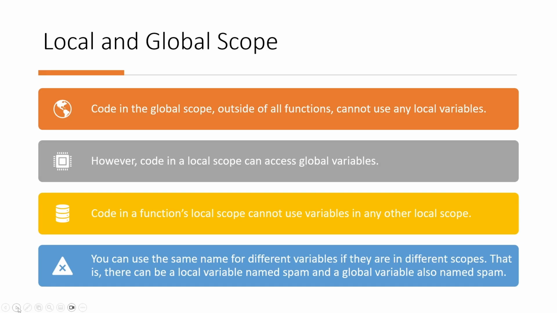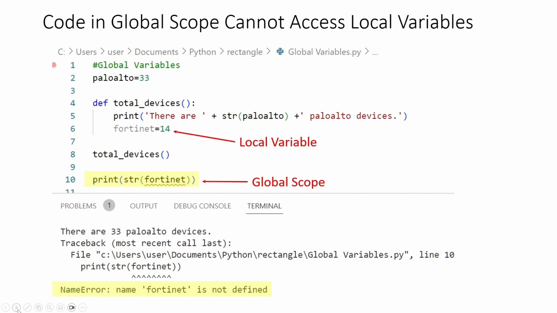Code in the global scope, outside of all functions, cannot use any local variables. However, code in the local scope can access global variables. Code in a function's local scope cannot use variables in any other local scope. And I can reuse the same name for different variables if they are in different scopes. So let's take a more detailed look at what these scopes look like.